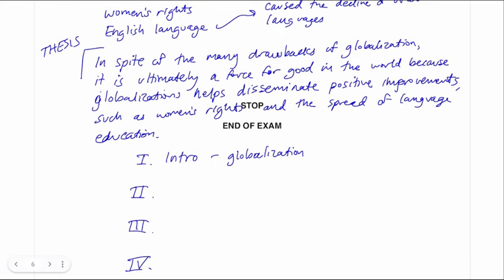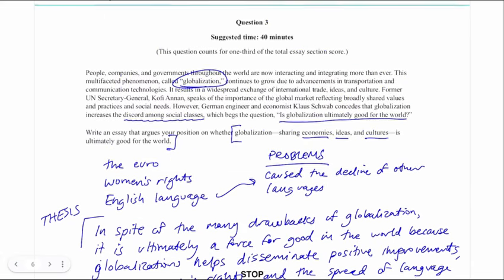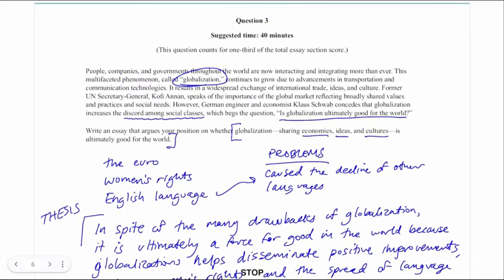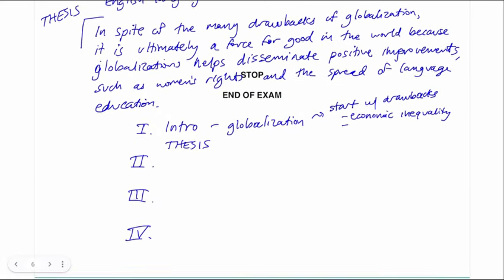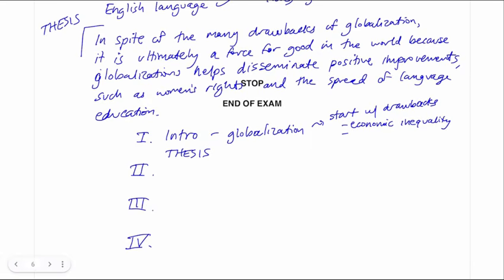I'm talking about women's rights and English language. Maybe I could talk about some background information. Do I know anything about globalization? But I said in spite of the many drawbacks of globalization, so maybe what I'm going to do is start with the drawbacks. Some of those drawbacks are economic inequality. Globalization has helped some people more than it's helped other people. The discord among the social classes, that's what Klaus Schwab said that I'd like to address.